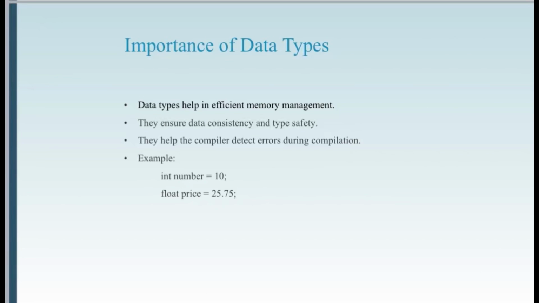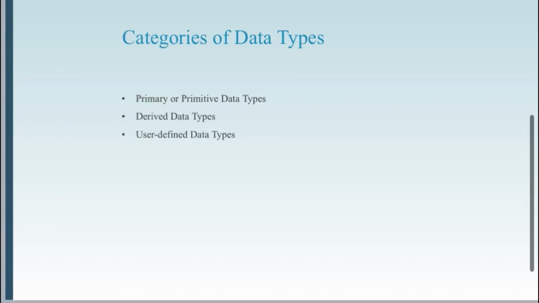Now the importance of data types. Data types help in efficient memory management. They ensure data consistency and type safety. They help the compiler detect errors during compilation. For example, int number = 10, float price = 25.75.